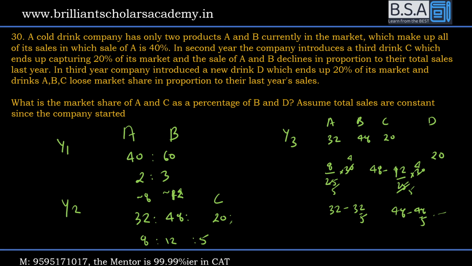If two numbers are in the ratio of x and y, and you want to decrease both in the same ratio, the ratio will always remain x and y. Do you see 32 and 48 are still in the ratio of 4 by 6? 8 into 4, 8 into 6.